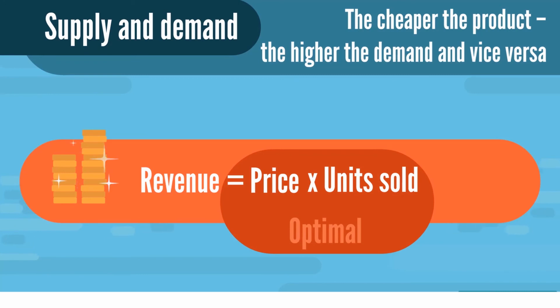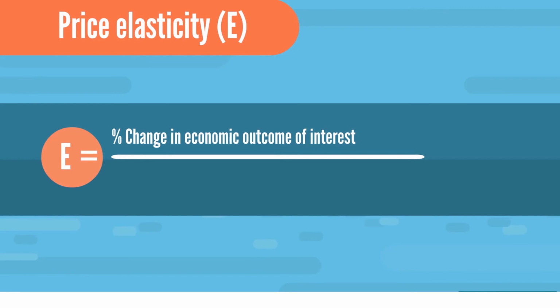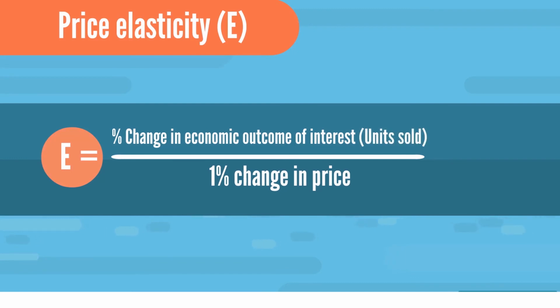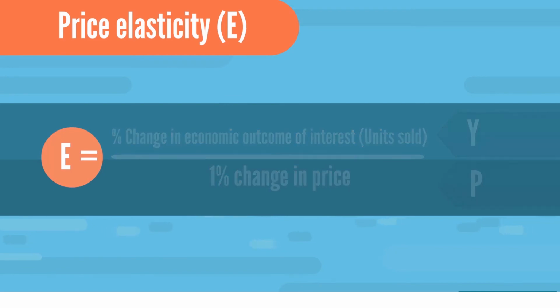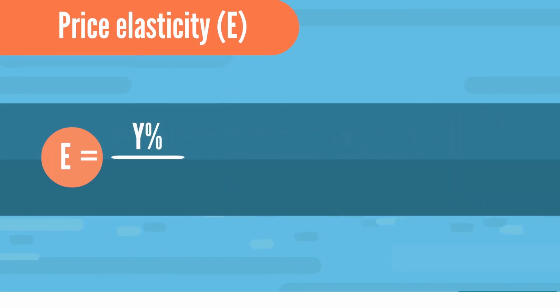Okay, but how does this look in mathematical terms? Well, price elasticity is the percentage change of an economic outcome of interest in response to a 1% change in the respective price. Usually, that economic outcome of interest is the number of units sold. Let us denote the economic outcome of interest with Y and price with P. Then, the price elasticity of the Y must reflect the percentage change in Y in response to a 1% change in the P.